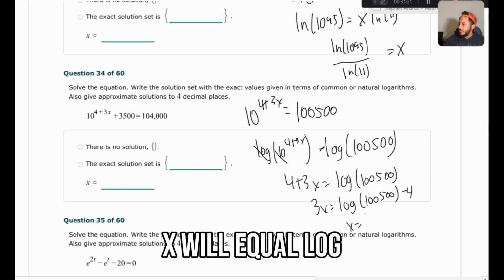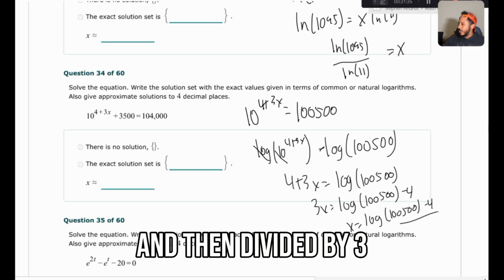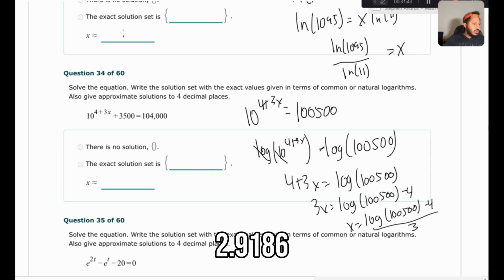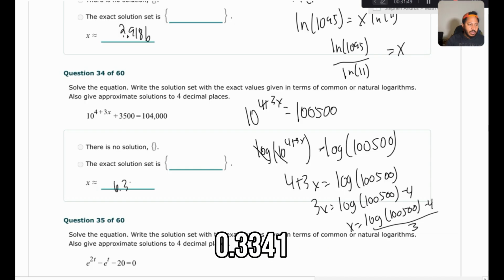So x would equal log of 100,500 minus 4, and then divided by 3. So for this one, it's about 2.9186, and for this one, it's about 0.3341.